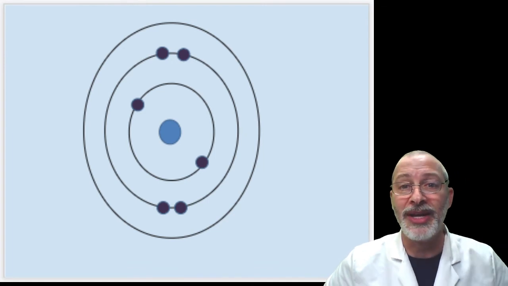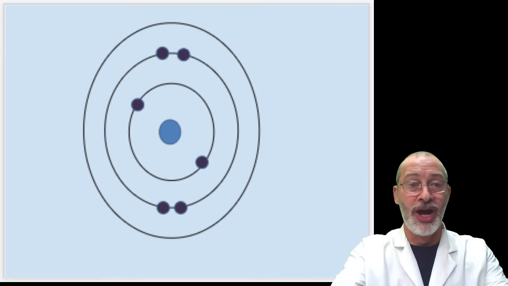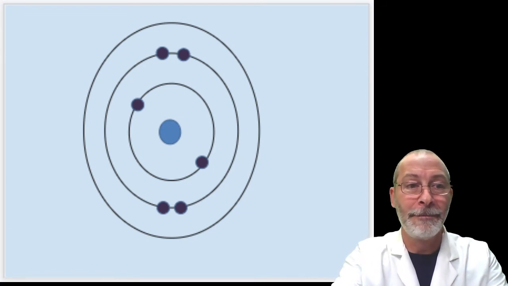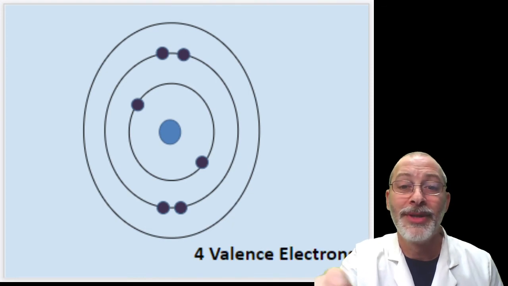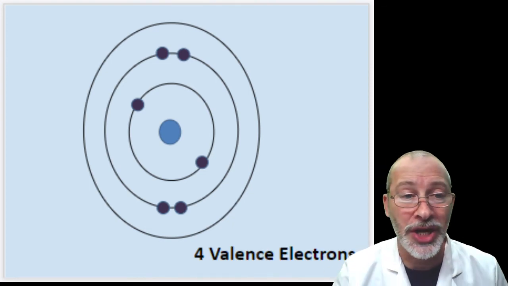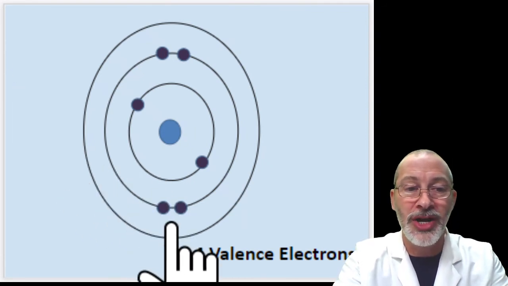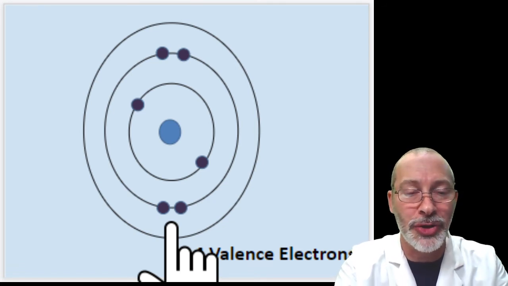6 is the correct answer. How many valence electrons are in this diagram? 4 valence electrons is correct. Remember, valence electrons are those found in the outermost energy level that has any electrons.